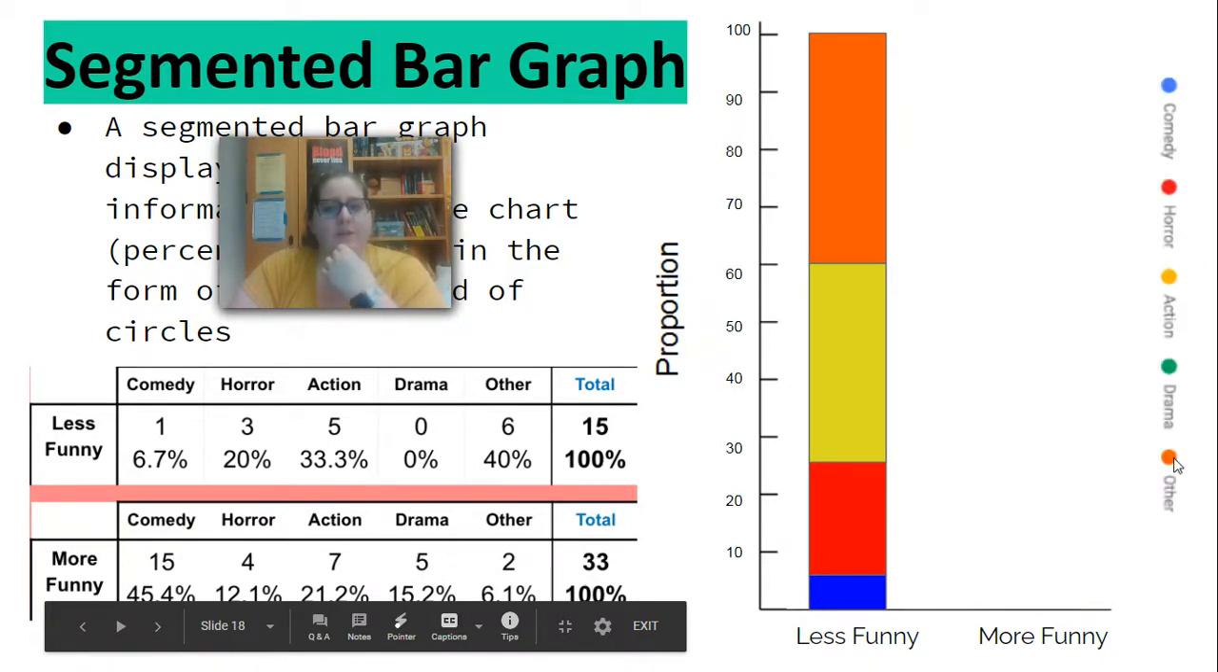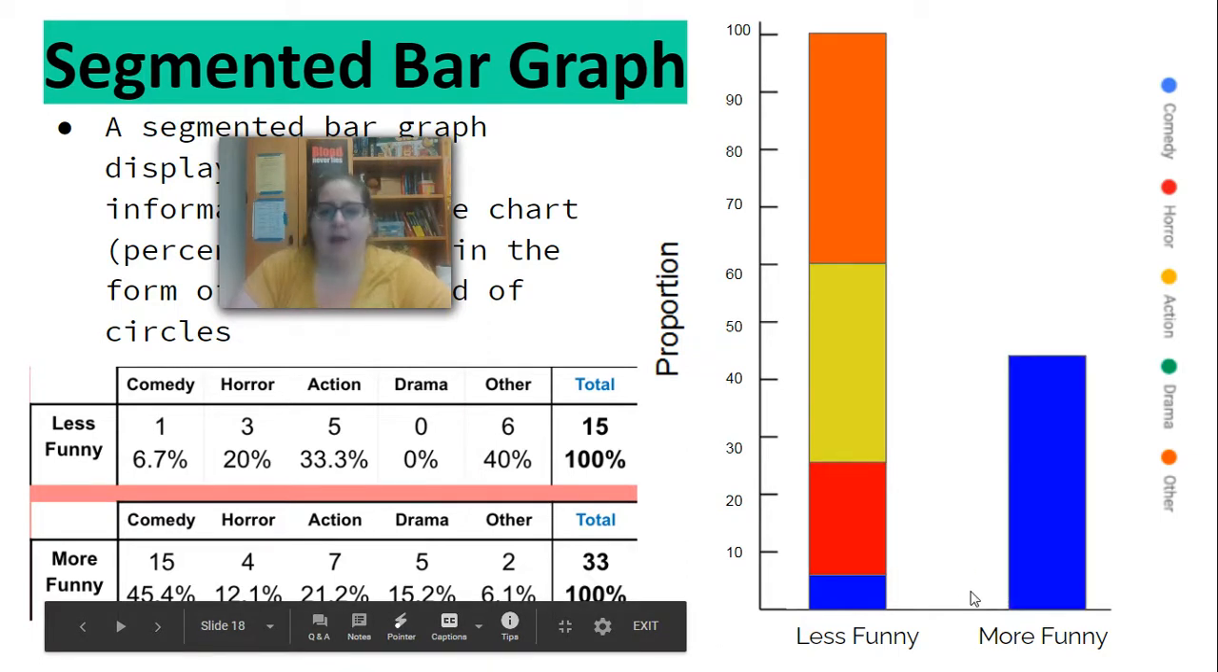I want to always make sure I'm including a key, so I drew a little key to explain what each section is. And then I'm going to do the same thing for the more funny people. So I have more funny, with all my little sections that add up to 100, and I did that same thing.